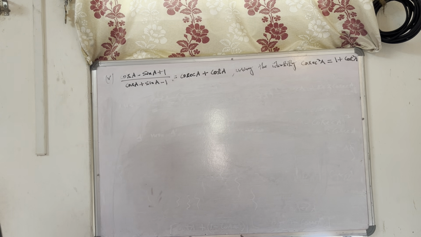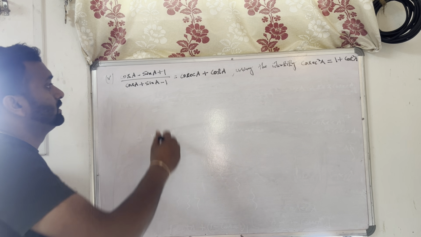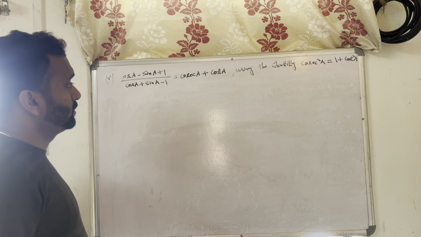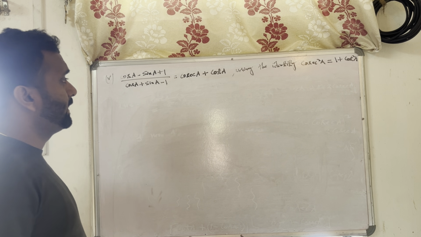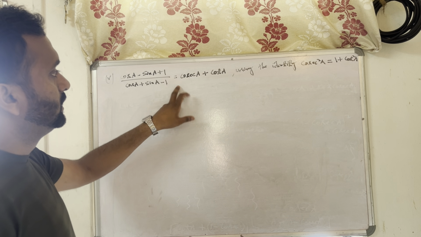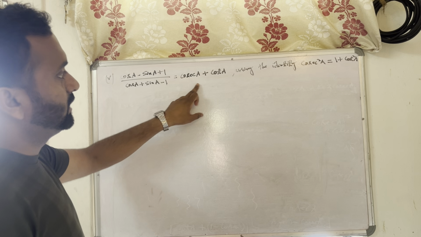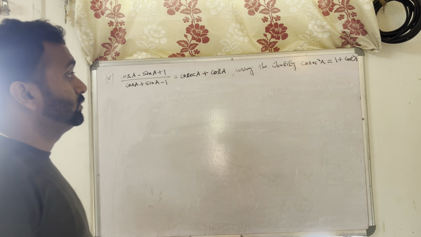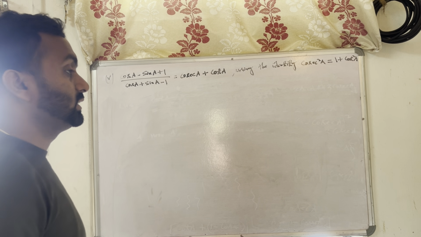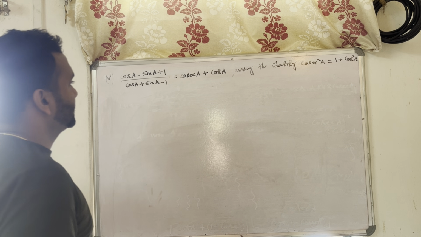So let's do question number 5, part 5, and here we have (cos a minus sin a plus 1) divided by (cos a plus sin a minus 1), and that we have to prove as equal to cosec a plus cot a. So we have to use this identity, cosec square a equal to 1 plus cot square a, somewhere in this sum. Okay, so let's start with our LHS.